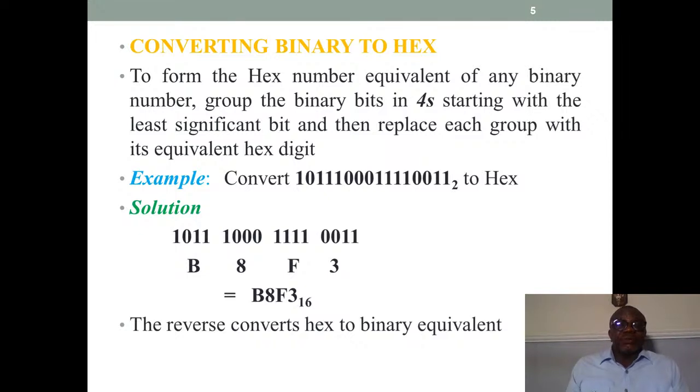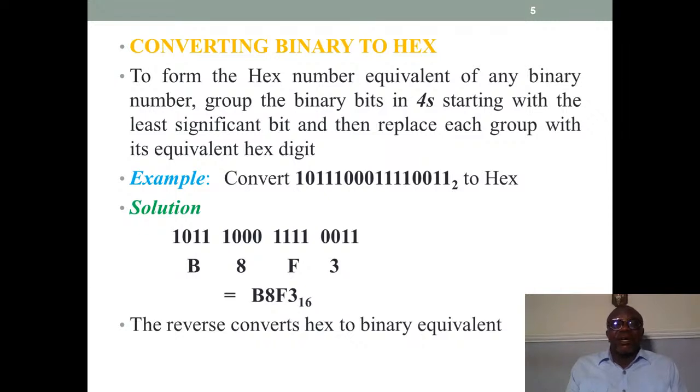1000 is equivalent to decimal 8, and 1011 is equivalent to 11, which we use B to represent. So we just put down that the hex equivalent of that string of zeros and ones will be B8F3 in base 16.